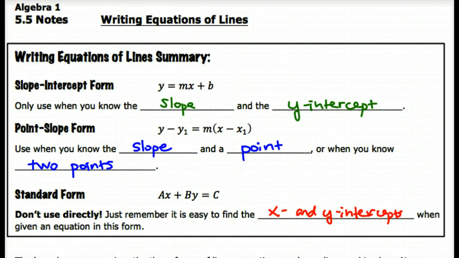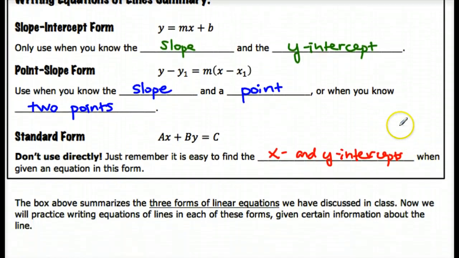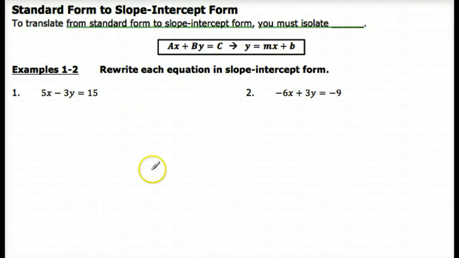So in today's lesson, we're going to take all three of these forms and we're going to practice translating among the three different forms and learning how to write equations given certain information about lines using one of these three forms and talking about which form would be the best one to use. Okay, so let's jump down to the first set of examples here.